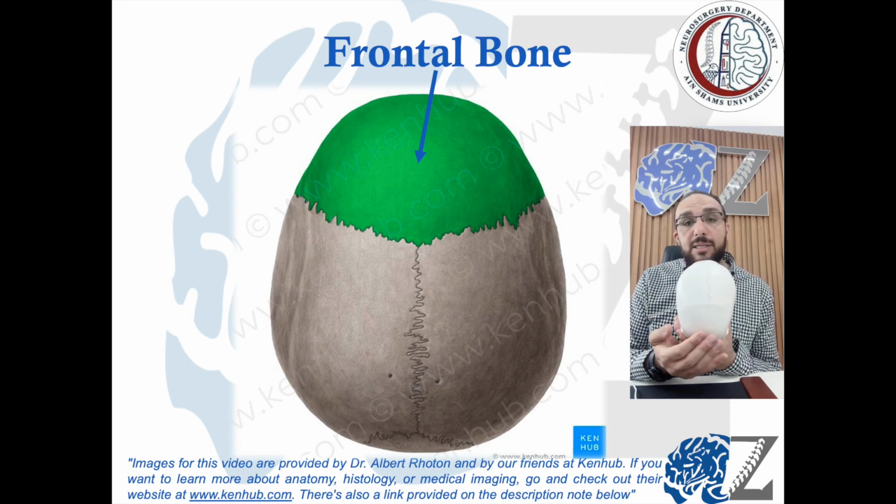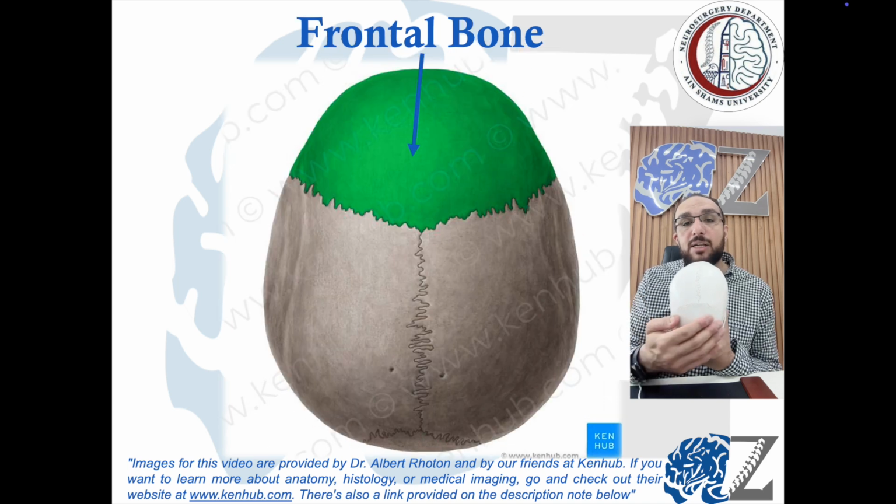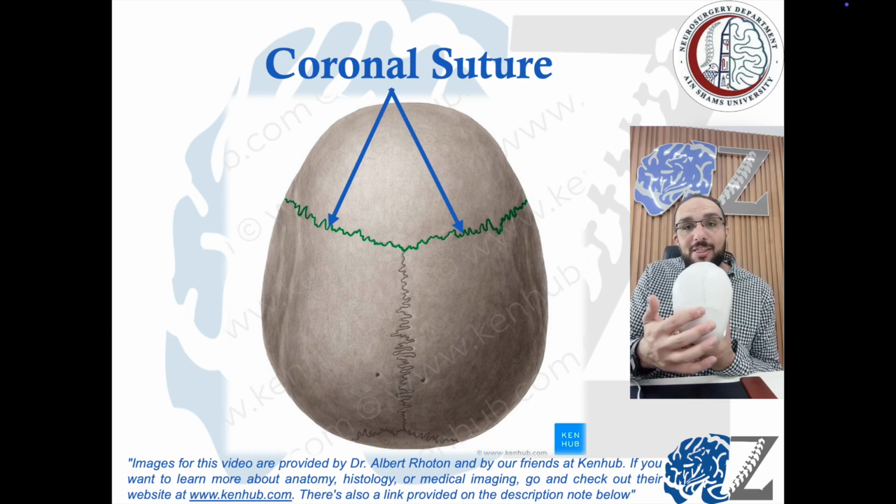Okay, I can see that. The frontal bone is here, fusing with two bones back here. What are these? They are called the parietal bones. So we have two parietal bones, and in front of them I can see that this is the frontal bone. Okay, and of course there is a suture that fuses the frontal bone with the two parietal bones.